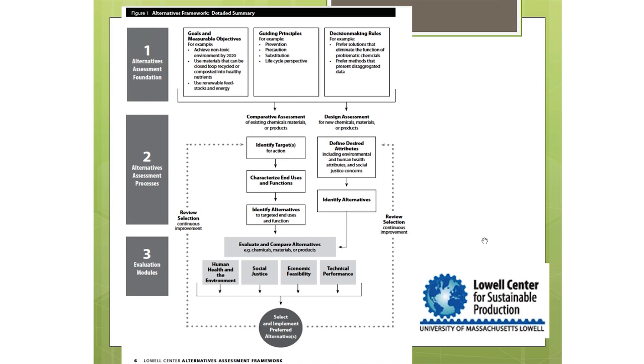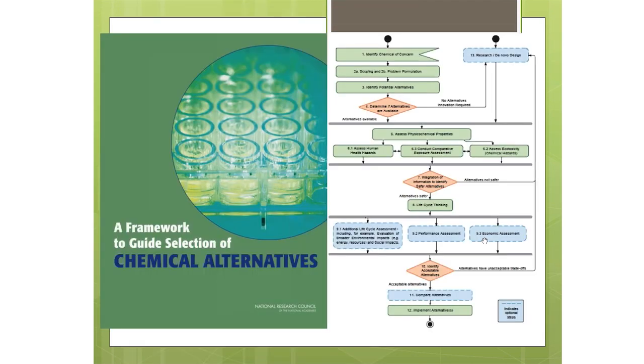So that was 2005. In 2014, the National Academy of Sciences pulled together a large committee of our colleagues, and they looked at the current practice of alternatives assessment and put together a sizable book. And we are happy to provide a link to this. This report from the National Research Council and the National Academy of Sciences is a framework to guide selection of chemical alternatives. And you'll see here, this is their overview.